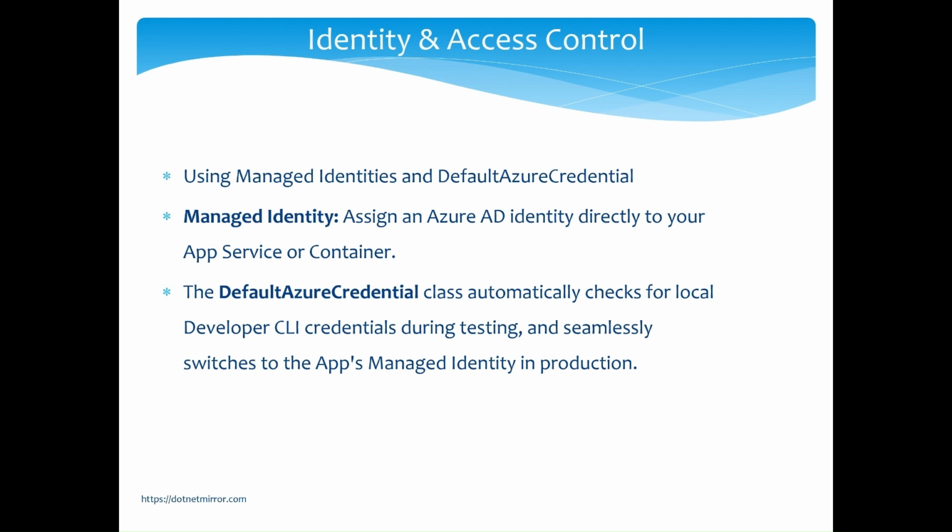To make our lives easier during local development, we use a class called DefaultAzureCredential. This is pure magic. When you run the app locally, it uses your Visual Studio or Azure CLI login to authenticate. When you push it to Azure, it automatically detects the managed identity and uses that instead. Zero code changes between the environments.